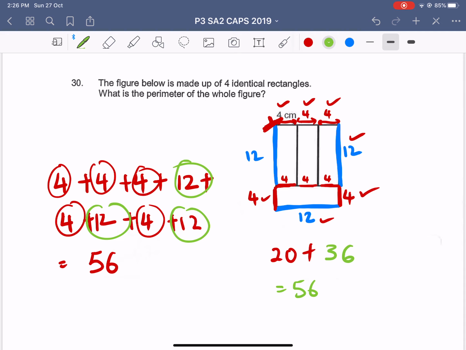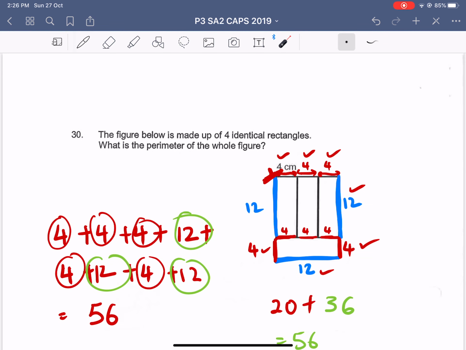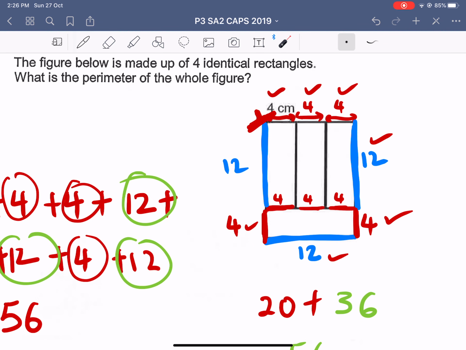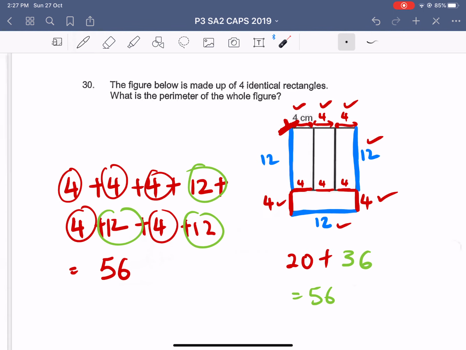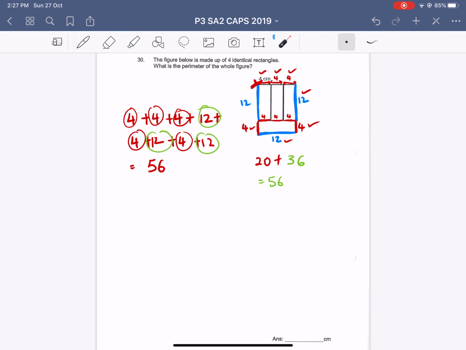But the idea that I really want to show you is this. You can see that's why I got you to bring colored pens. Colored pens help you to see, okay, that the blue one is the length, whereas the red one is the breadth. So to find the perimeter, we take the sides. Okay, see the laser pointer, we find the sides. 4 plus 4 plus 4 plus 12 plus 4 plus 12 plus 4 plus 12. Okay, which will give you the final answer, 56.